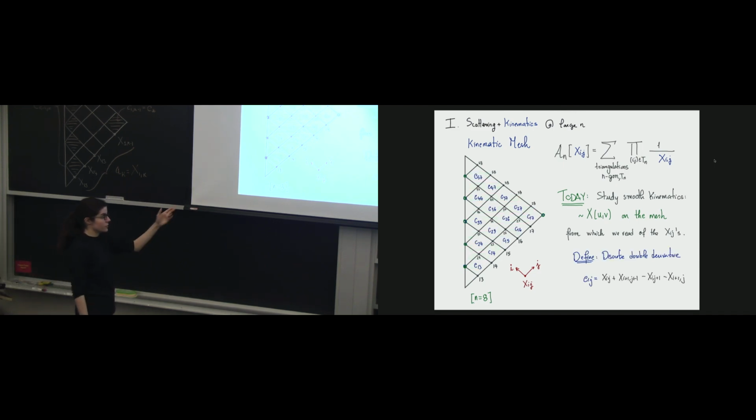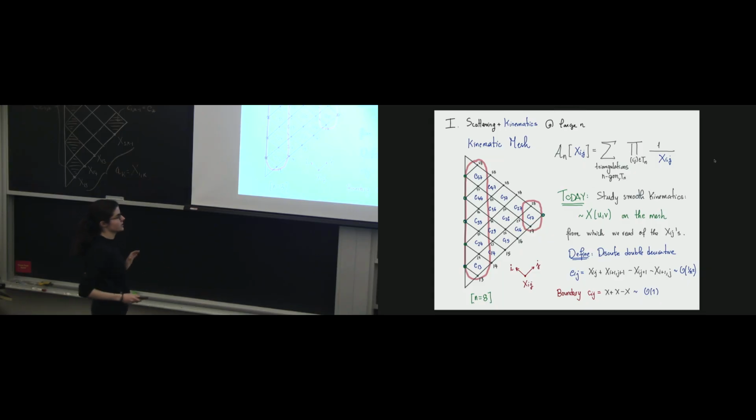And it turns out that for this analysis, on top of the x_ij's, another variable that will play a role, and it will be clear in a second, is these discrete double derivatives that we can associate with each internal square in the mesh. This is just some discrete double derivative of the function that we define on the mesh. So to each little square we associate a c_ij, a particular linear combination of these x's.